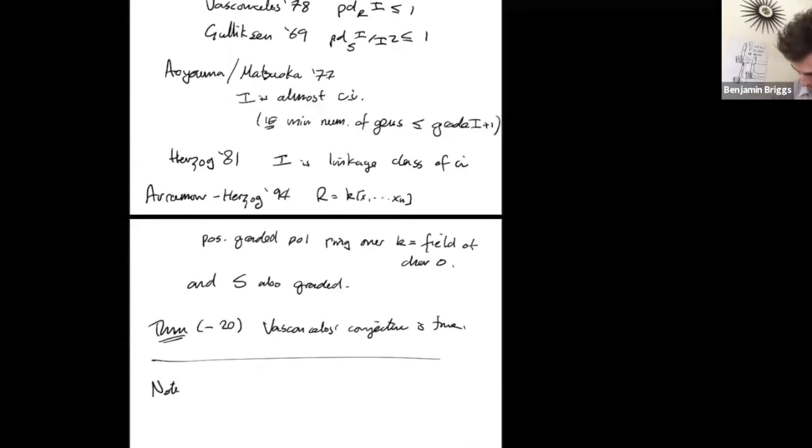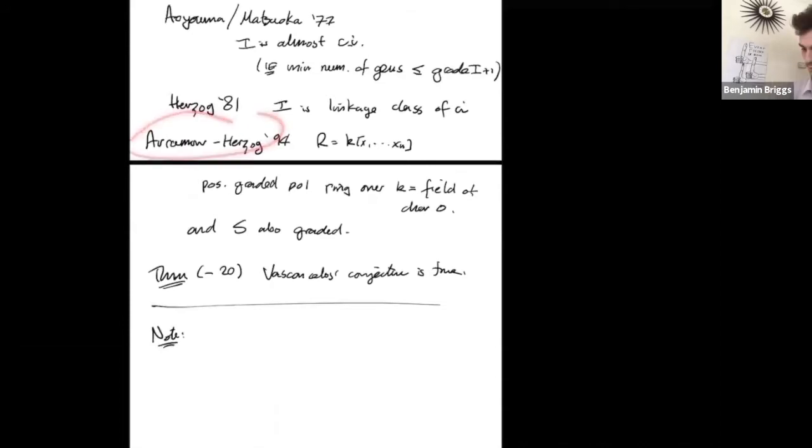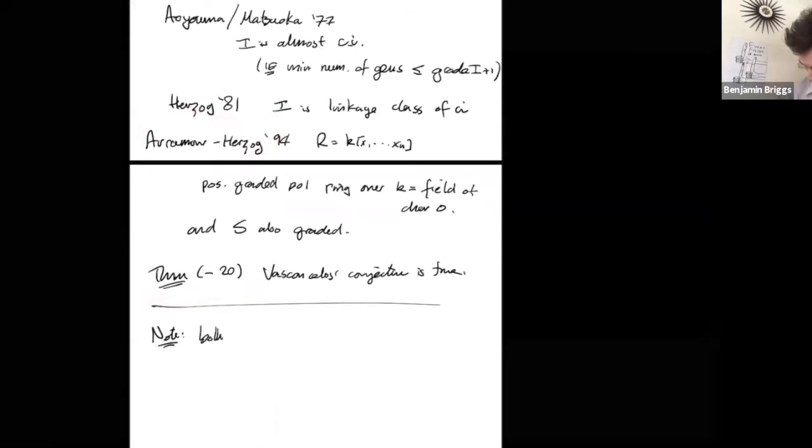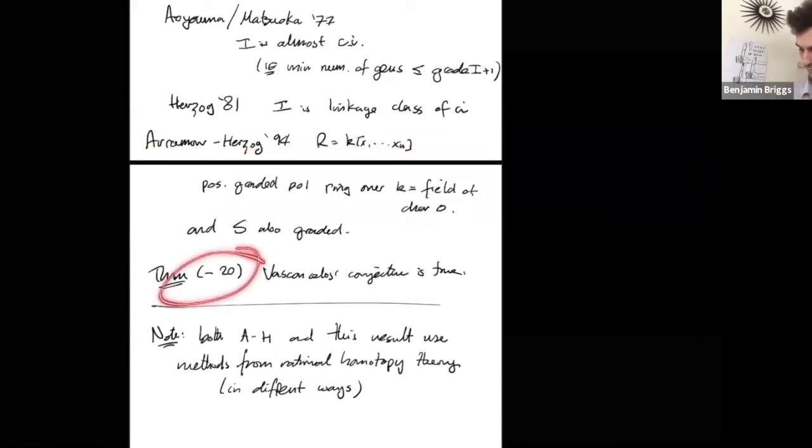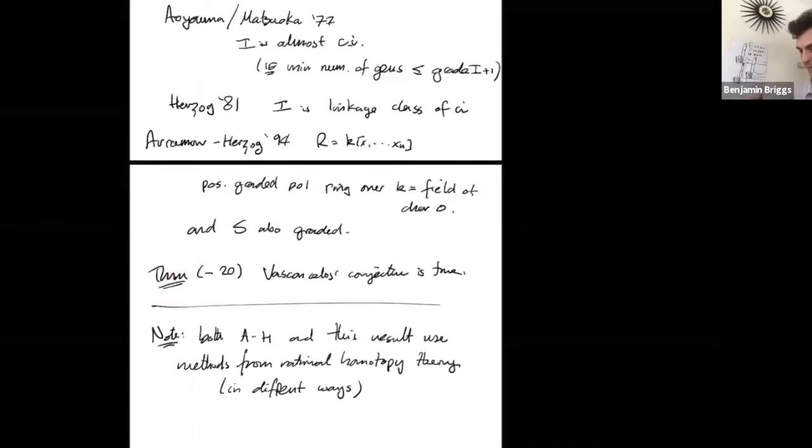So here's a note. One of the cool things about this result of Avramov and Herzog, and to a similar extent this stuff, is that both Avramov and Herzog and this result use methods from rational homotopy theory, but in different ways. So this one was doing some cool stuff with DG algebras and this thing called the Euler derivation. And this one, the main ingredient was this object called the homotopy Lie algebra, which might come back at the end of this talk.